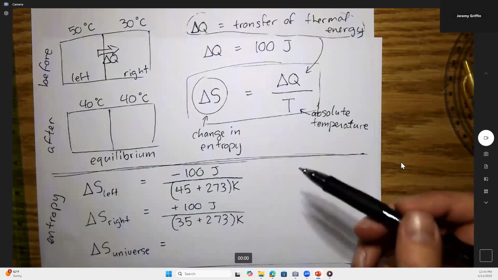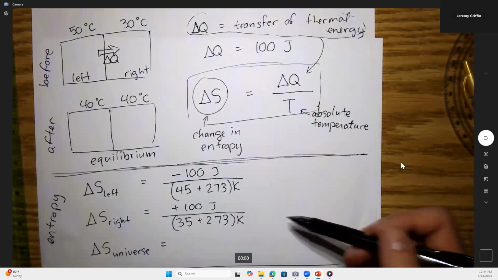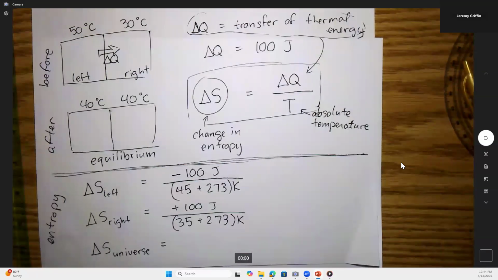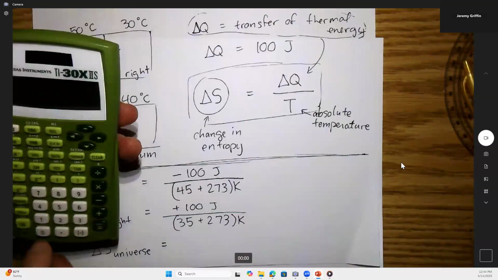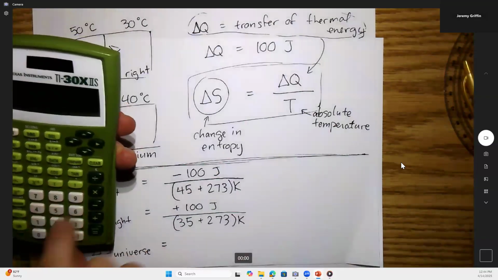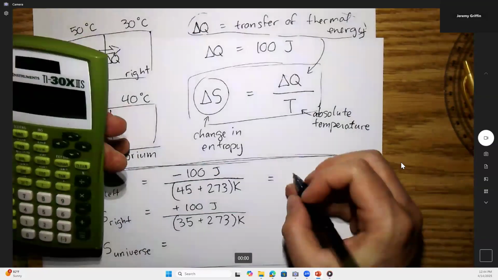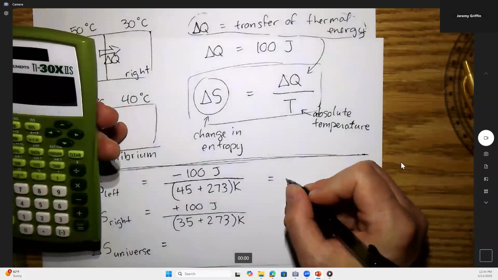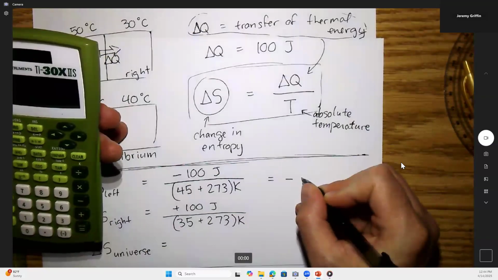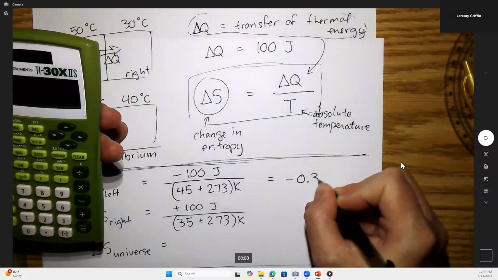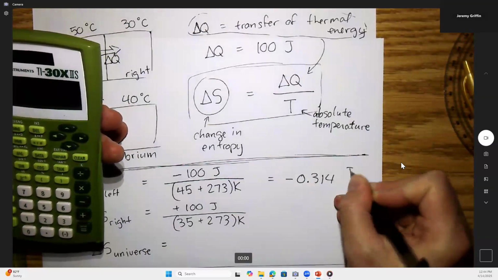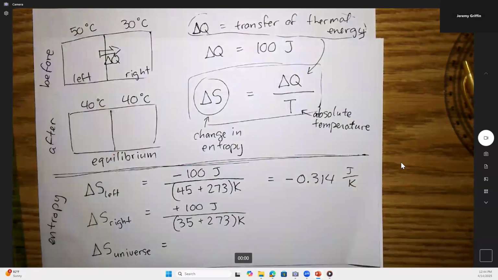Okay, so the hot box is cooling down, the cold box is heating up, they're reaching equilibrium. And how does the entropy change for each individual box? Well, 200 divided by 45 plus 273. So the left box, which is cooling down, lost 0.314, that's joules per Kelvin of entropy.